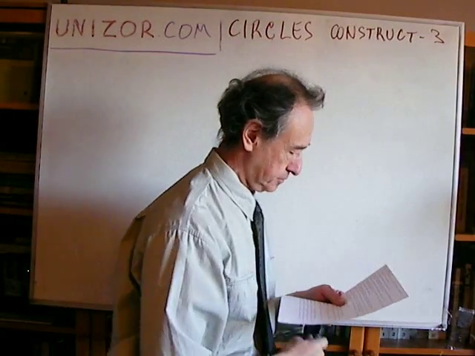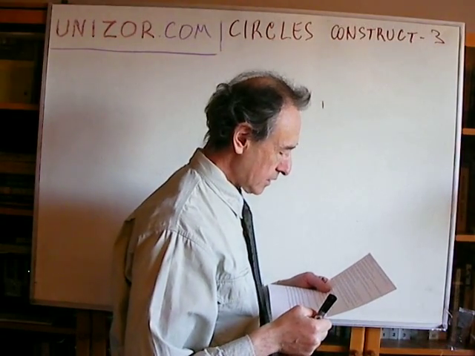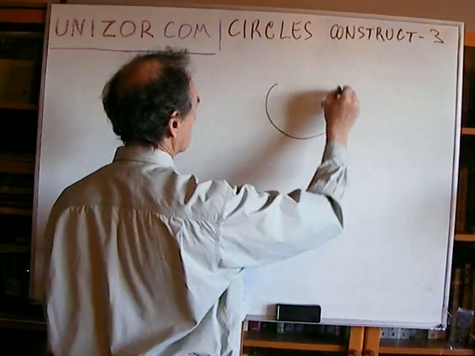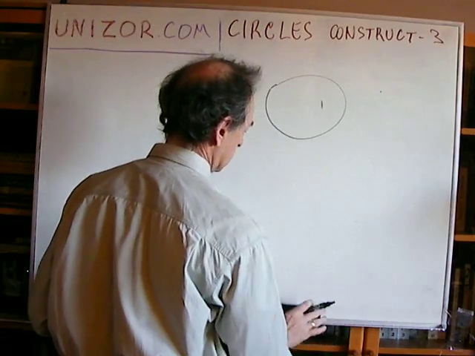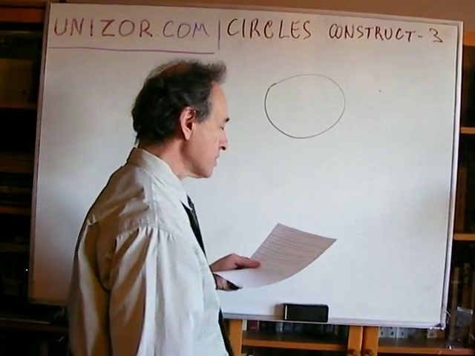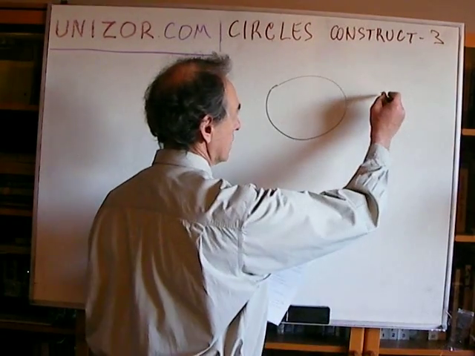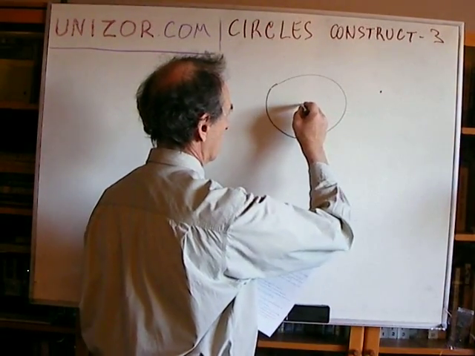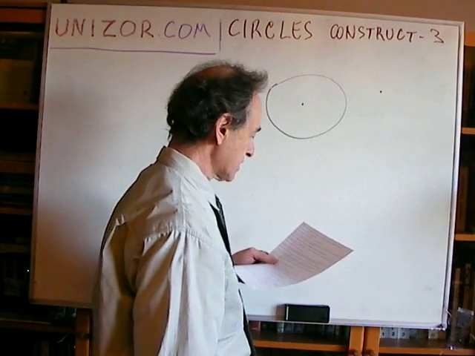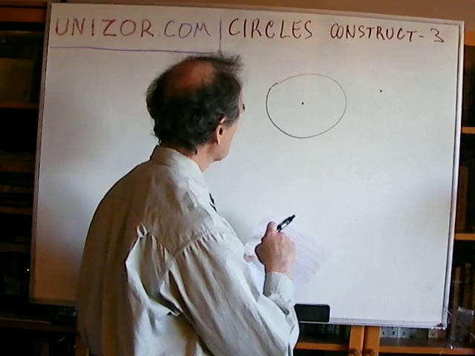Next. Given a circle and a point anywhere outside it. A circle and a point outside it. Construct a new circle with a center in that point that intersects the given circle in two points on opposite sides of the given circle's diameter.